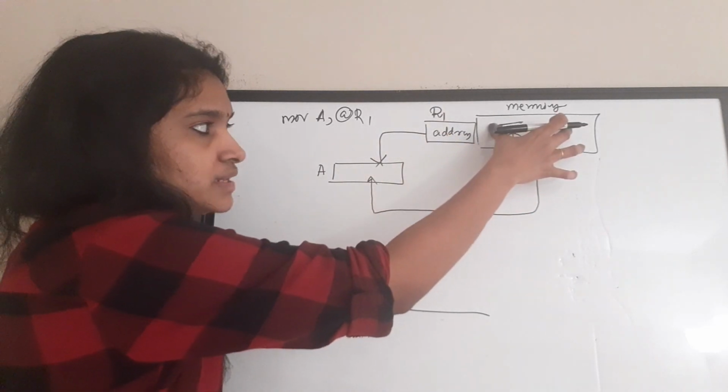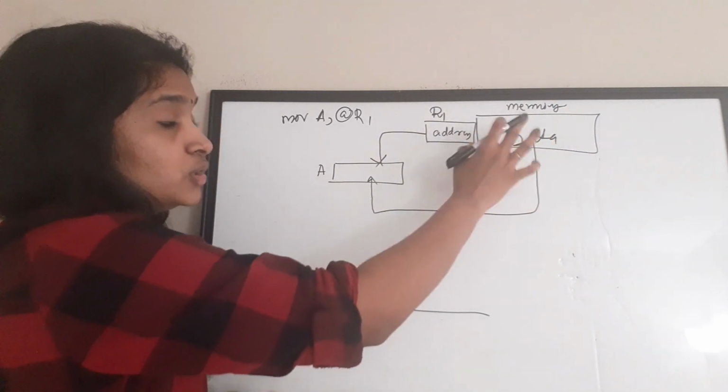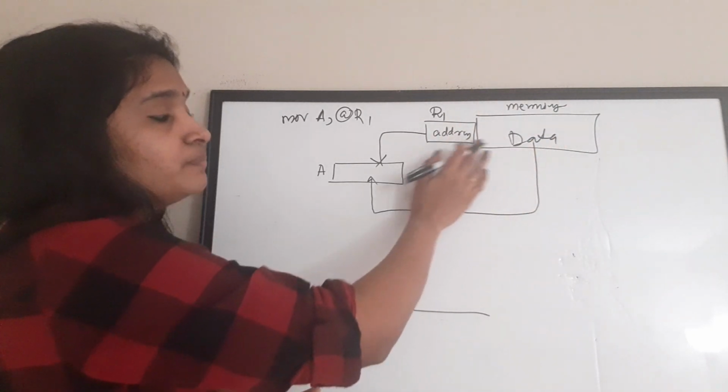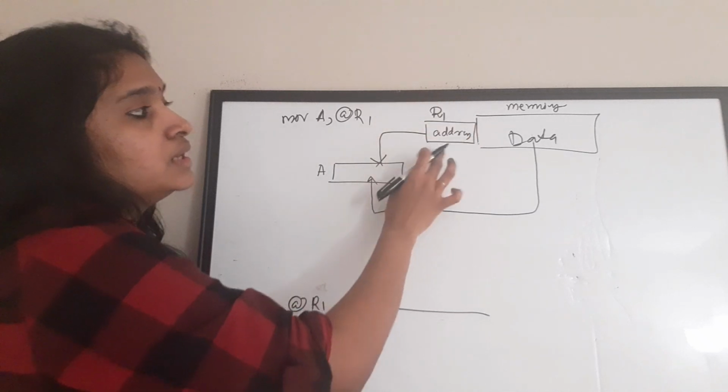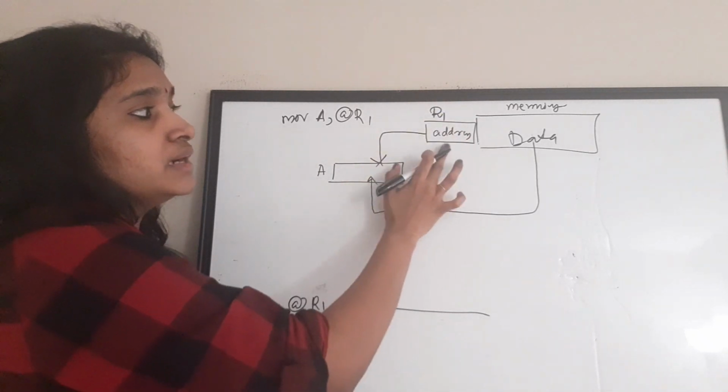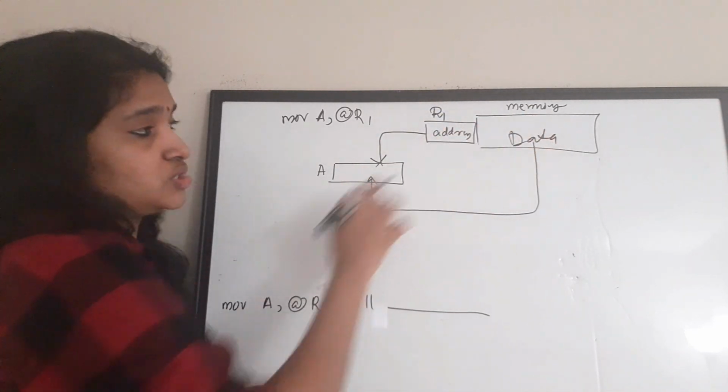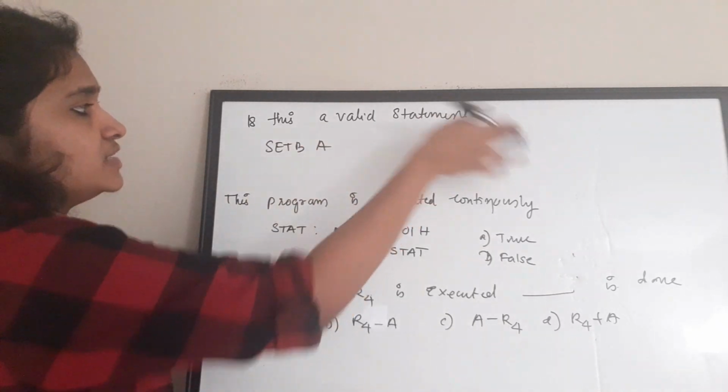You want to move this data, but you are not directly mentioning this memory. You are actually mentioning the memory with the help of R1, and R1 is holding the address of this memory location. Okay, is this a valid statement?